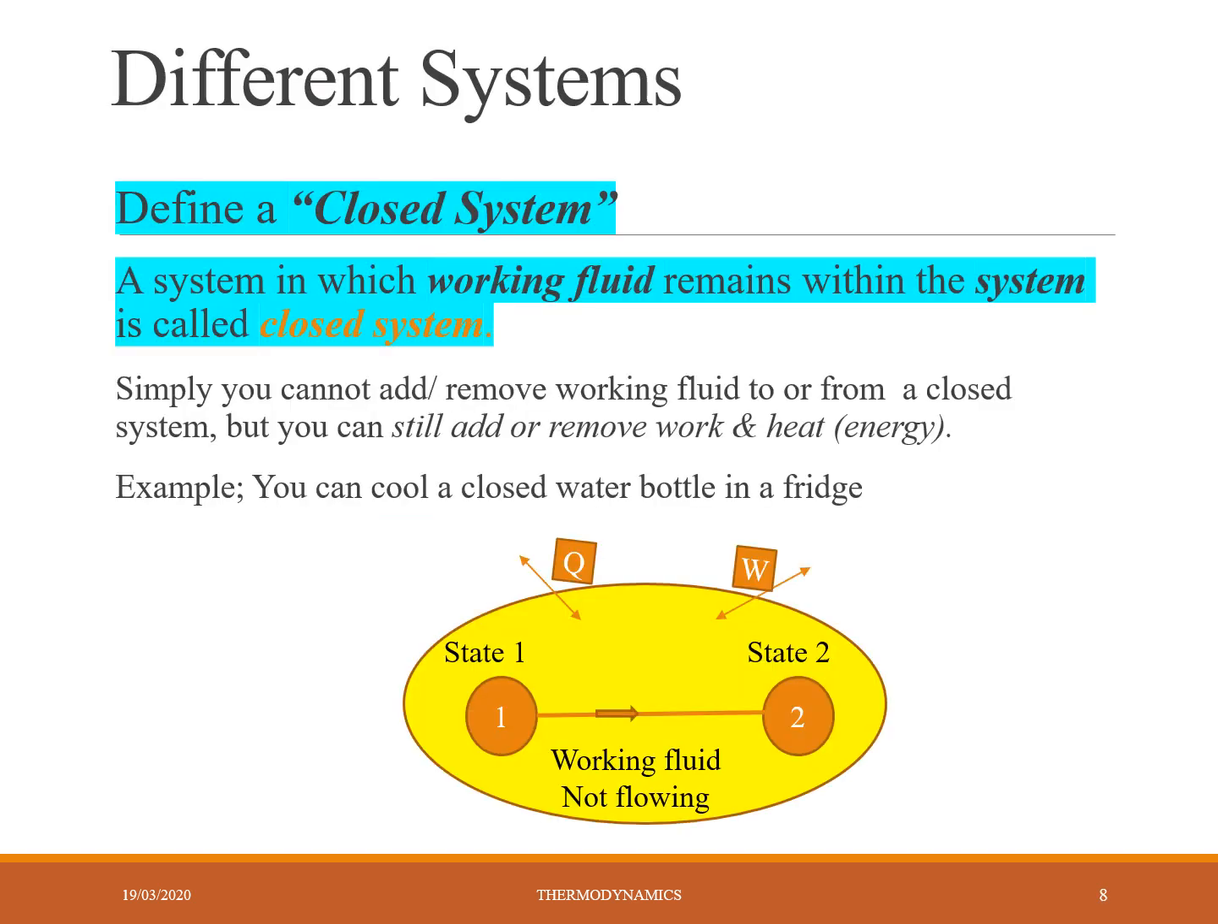What is a closed system? Definition. A system in which working fluid remains within the system is called a closed system. Simply, this is the wording. If you are asked a question, then you can write this. But you should understand what this says.